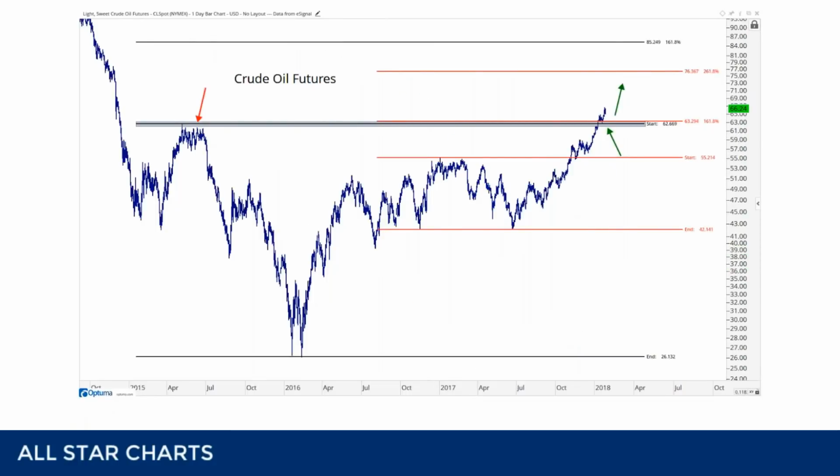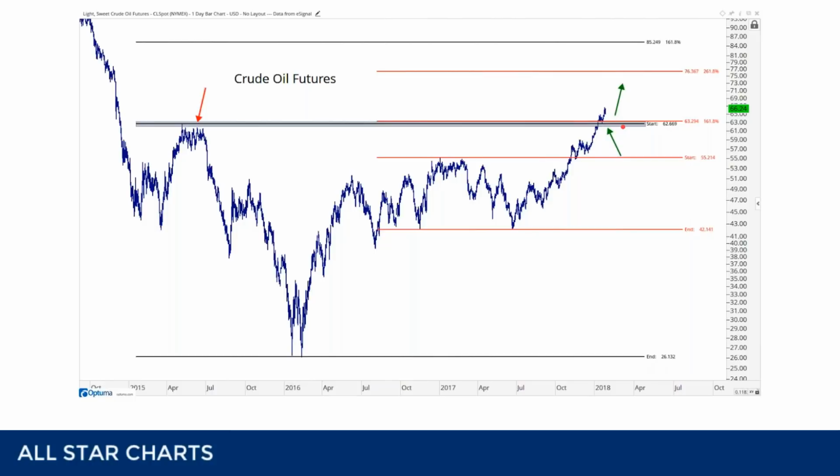So here's crude oil futures. I mean, the bottom line is we want to be long crude oil if we're above 63. Those are the highs from 2015. That had been our target for a long time. This was the 161.8% extension of this decline, right? And it was also the former highs from 2015. So that was a very logical target. We hit it, we consolidated, and now we're off to the races.